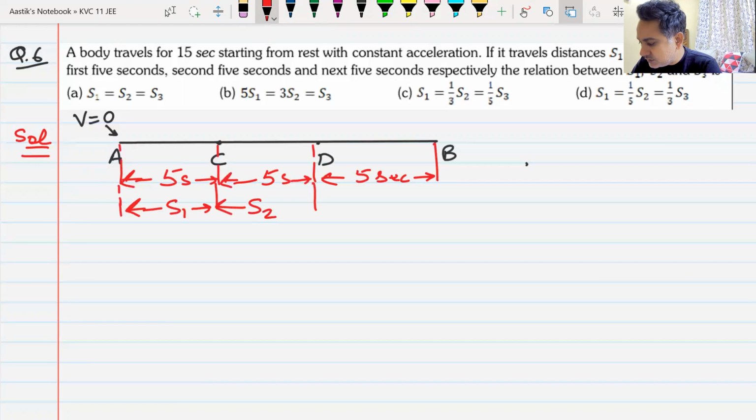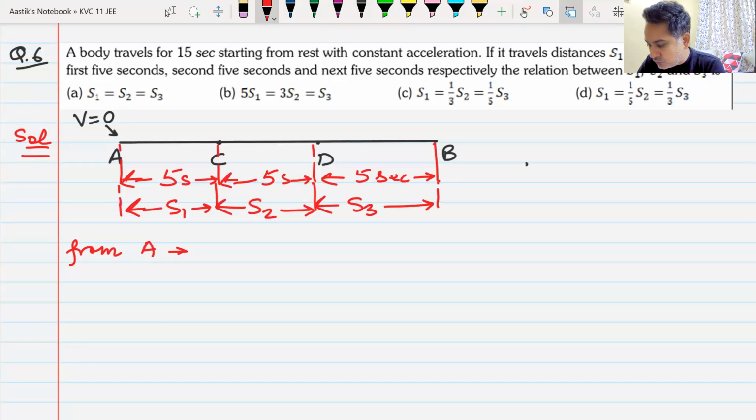From B to C, C to D, it is given as S2. And from D to B, it is given as S3. I am supposed to find out the ratio of S1, S2, and S3. How are we going to do this? Very simple. I will make the first equation from A to C.